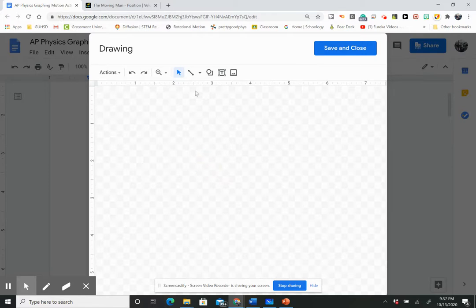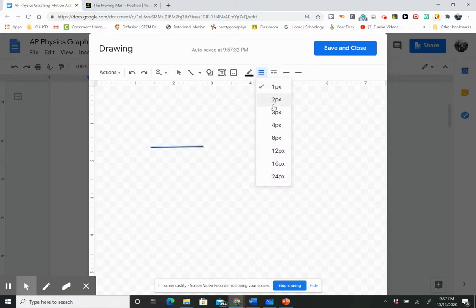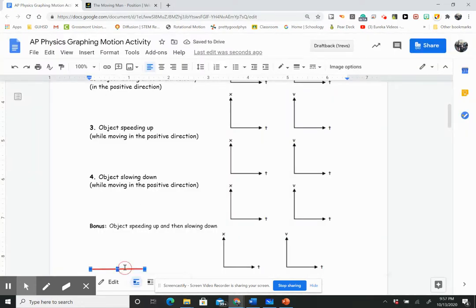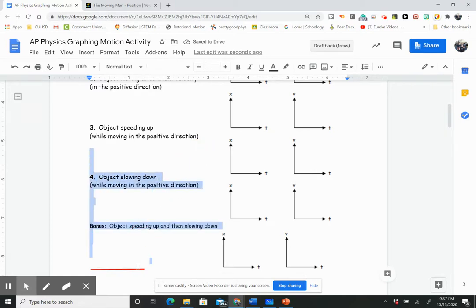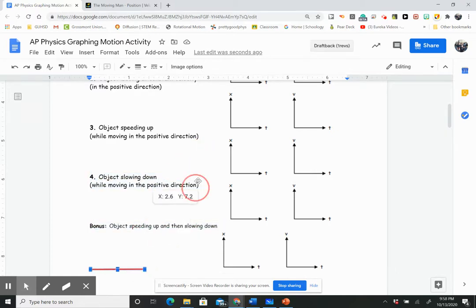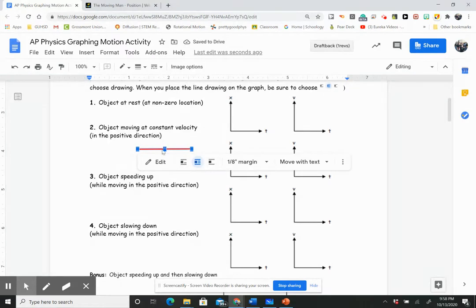I'm going to make it straight and increase my line weight so it's a little bit bigger of a line, and I can even change my line color. Then I'm going to save and close. The next thing I'm going to do, see, it's all the way down here and I don't want it all the way down here. So I'm going to choose wrap text and move my object up to the question that I was at.